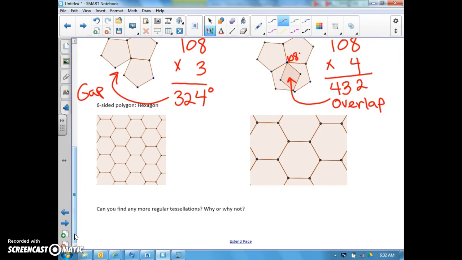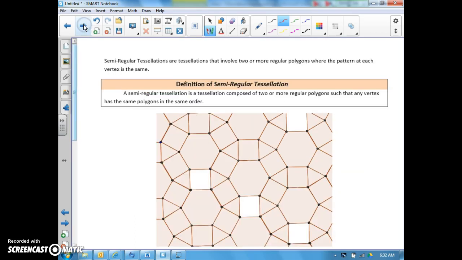Now let's take a look at the hexagon. Each hexagon has a vertex with 120 degrees. Again, you'll learn about why that is in a later unit. But if each vertex is 120 degrees, I'm looking at one vertex. It looks like 3 of these shapes are meeting. So if I do 120 times 3, I get 360 degrees. That's great. So therefore, the hexagon can tessellate in the plane. Can you find any more regular tessellations? Tell me why or why not. We'll discuss it in class.